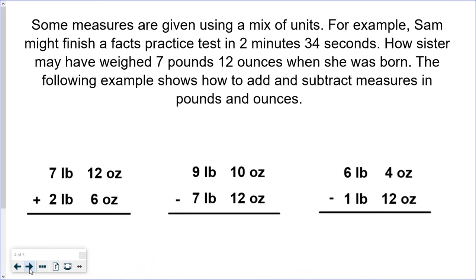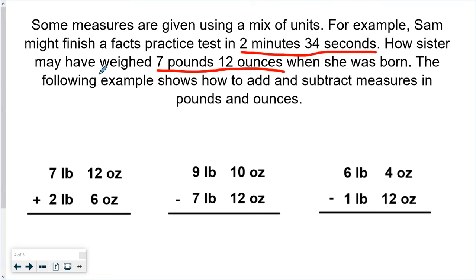Now, another part of our lesson for today is that sometimes measurements are given using a mix of units. So for example, let's say Sam is going to finish one of his facts practice tests, and he finishes his test in 2 minutes, 34 seconds. This is called a mix of units because there are both minutes and seconds. How about the sister? The sister might weigh 7 pounds, 12 ounces. Again, that's another mix of units, pounds and ounces.